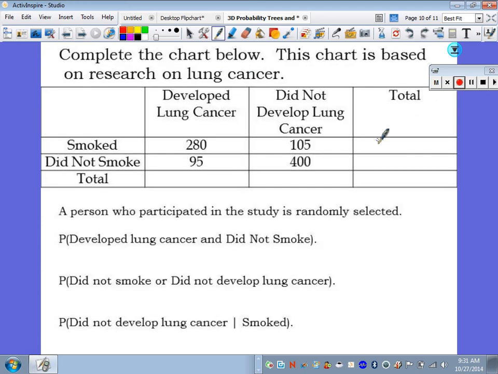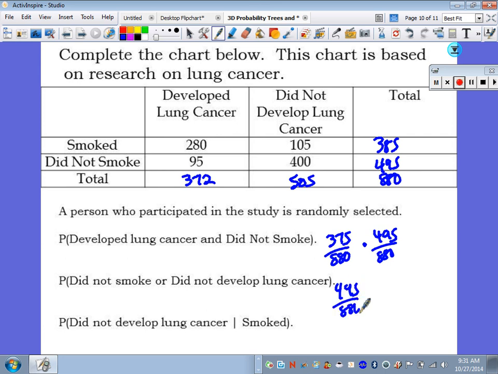Okay, and then the last one, you're putting in your totals. So this one's 385, this one's 495, and this is 880. This one is 505, and this is 375. So you're multiplying, so 375 over 880 times 495 over 880 should get you an answer. Here you're going to do 495 over 880 plus 505 over 880 minus 95 over 880. You should be able to get them. I was able to get fractions on all of those.